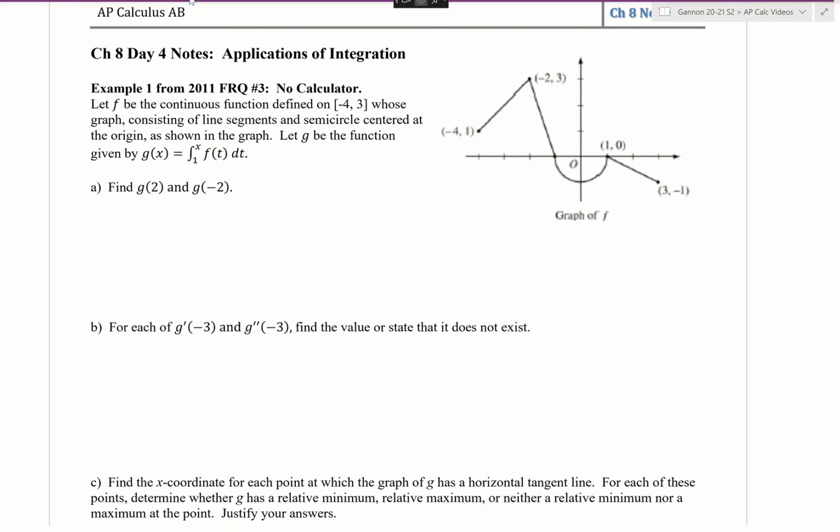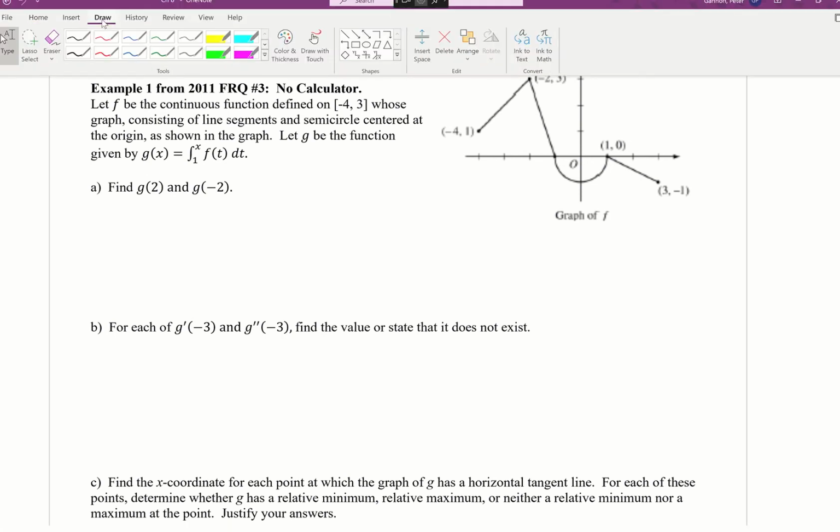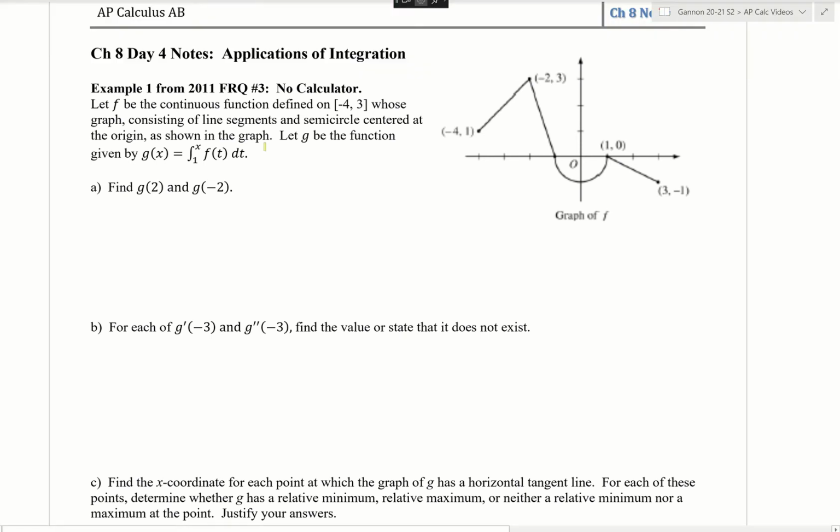So you want to make sure you know the relationship between the functions they talk about, the graph you're given, and so forth. So this is the graph of f, right? It's f of t, f of x, it's f. We know that g of x is the integral from 1 to x of f of t dt. So when you look at part A, it's really just using that relationship. If we want to find g of 2, then we're going to simply plug into the integral from 1 to 2 of f of t dt.